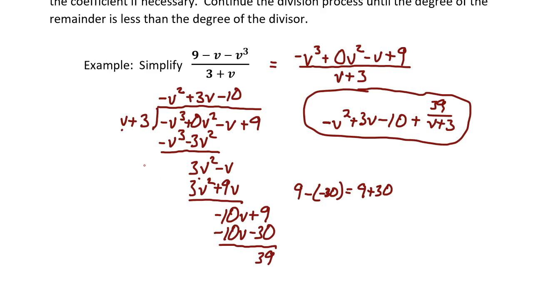In our second example, our polynomials were not written in the correct order, and the v squared term was missing. So when we wrote our long division, we needed to change the order and fill in a 0 v squared as a placeholder.